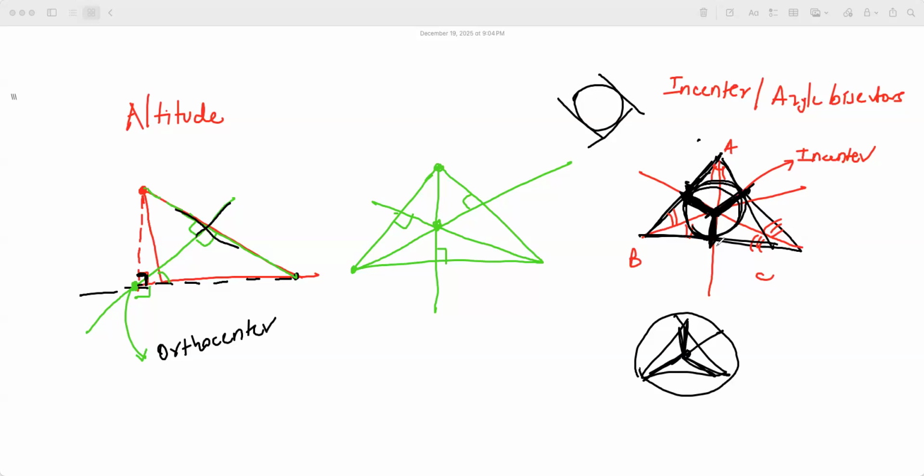These are the concepts. There are no more concepts to teach. Maybe we'll do one problem, okay?